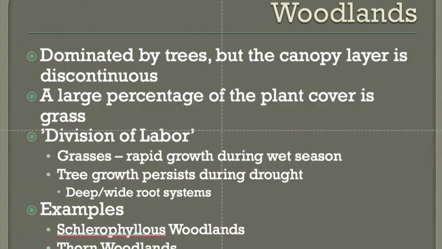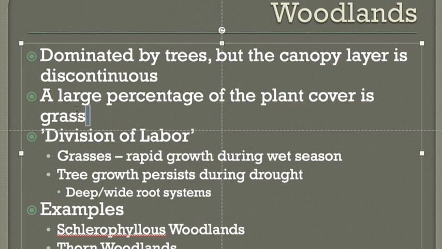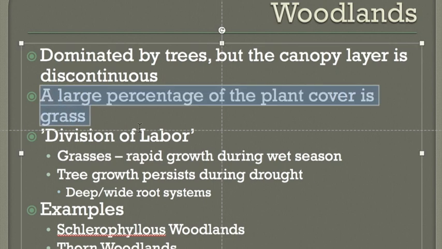All right, so that's the difference really between a woodland and a forest. They're both dominated by trees. One has a continuous layer, one is discontinuous, and that discontinuous tree canopy layer allows there to be a lot of grasses growing in the understory. So there's often a large grass component to woodlands.